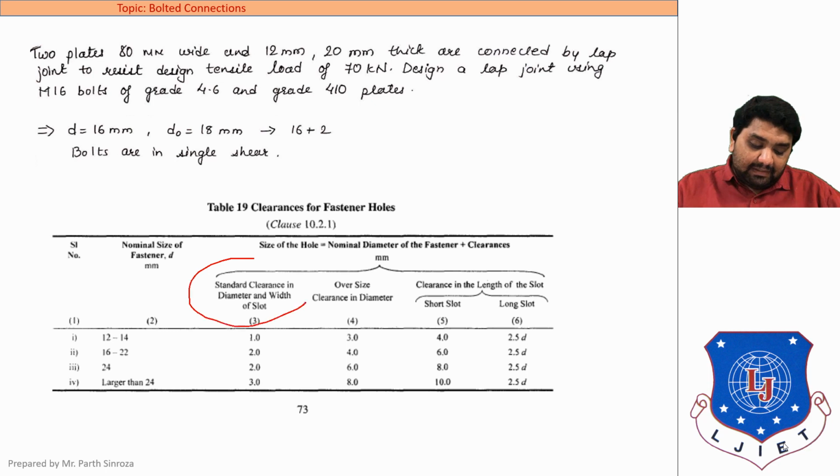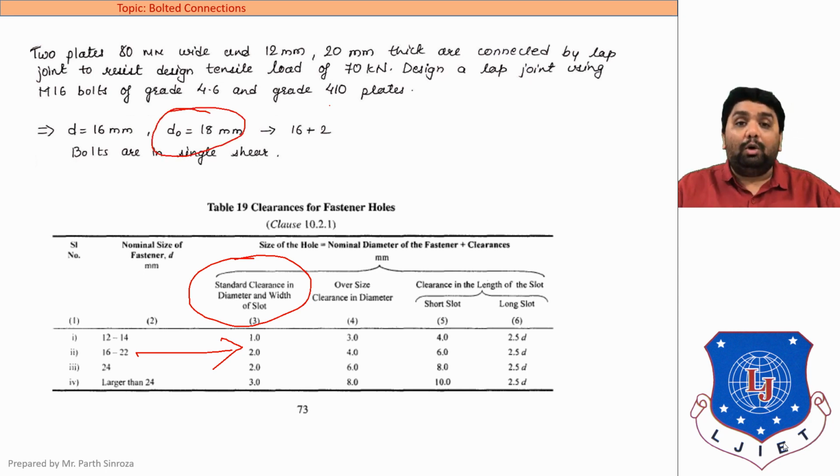So it is the standard clearance in diameter and width of slot. For 16 it is prescribed that the clearance to be applied is 2 mm. Clear? So 16 plus 2 comes out to be 18. So the diameter of the hole will be 18. Now regarding nomenclature, the diameter of the bolt we will always be referring to as D. It is not effective diameter. We are not dealing with RCC, keep in mind. Clear? Steel is totally different as compared to RCC structures.